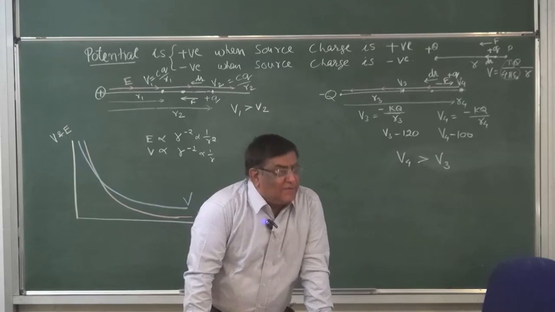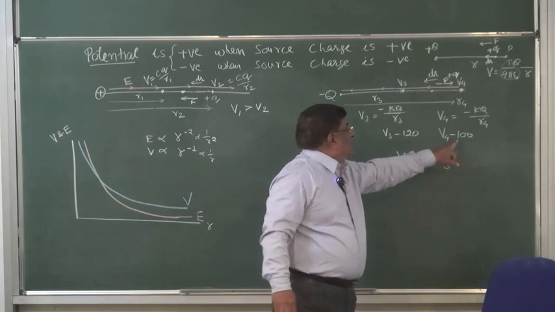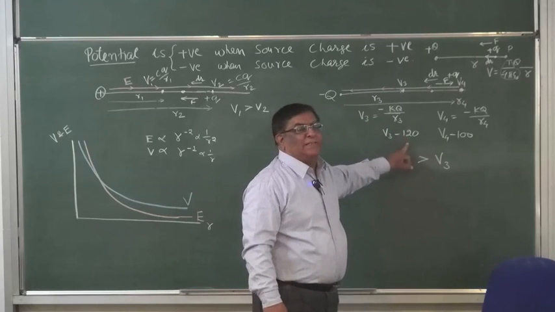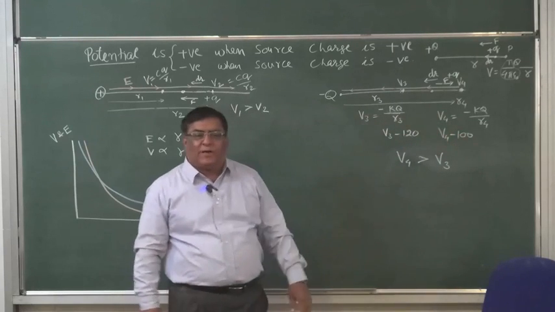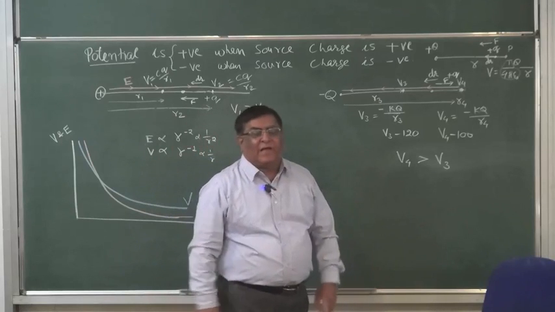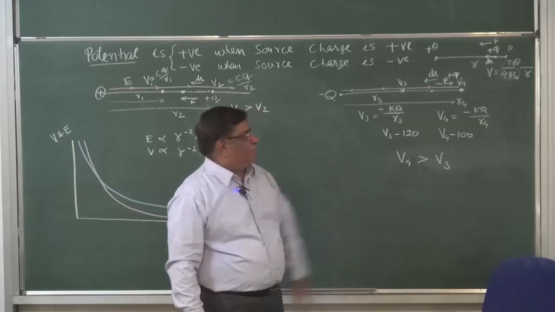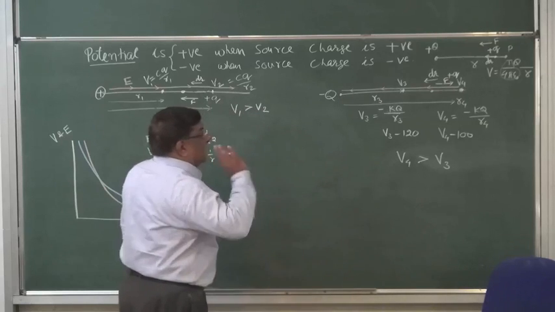If it is negative, then minus 100 is higher and minus 120 is lower. If it is positive, then 120 is higher and plus 100 is lower. So it will move like this. And this is according to Coulomb's law also. So we understand it, make it a point.